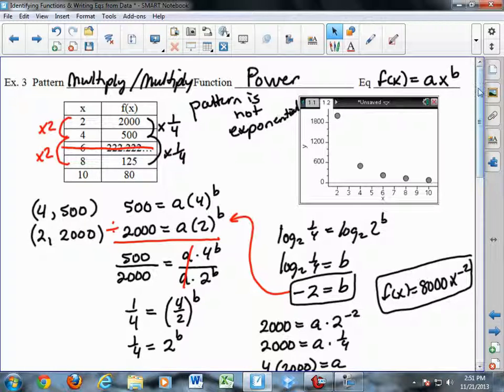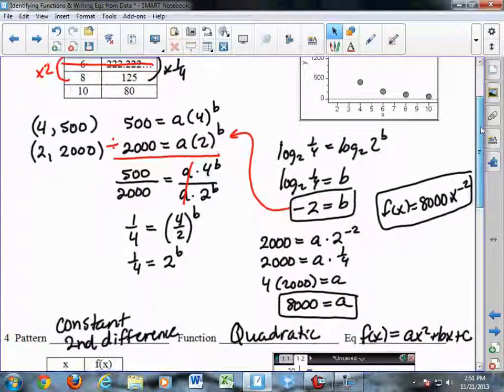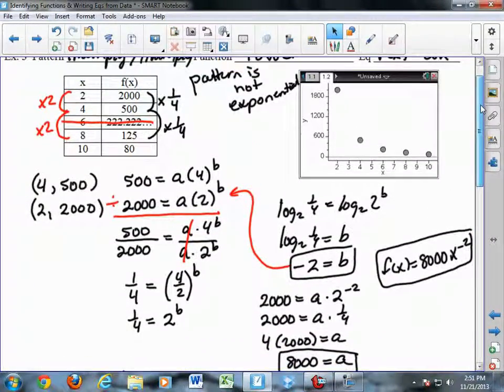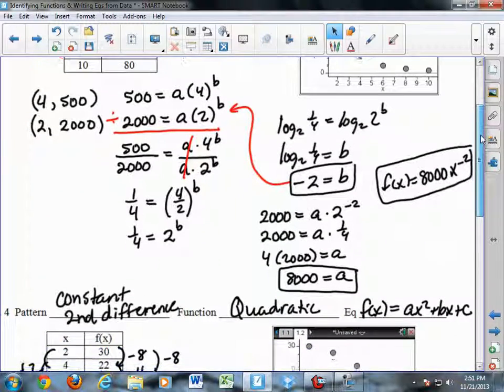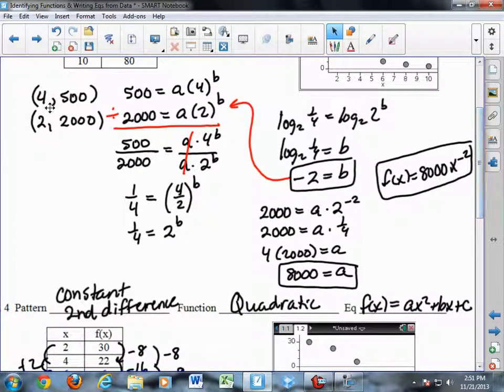Notice the power equation is very similar to the exponential equation. Instead of ab to the x, it's ax to the b. So I'm going to solve it in a very similar way. I'm going to pick 2 points, once again putting the one with a higher x value on top, substituting 500 for y and 4 for x, which is now the base. So 500 equals a times 4 to the b. 2,000 equals a times 2 to the b.